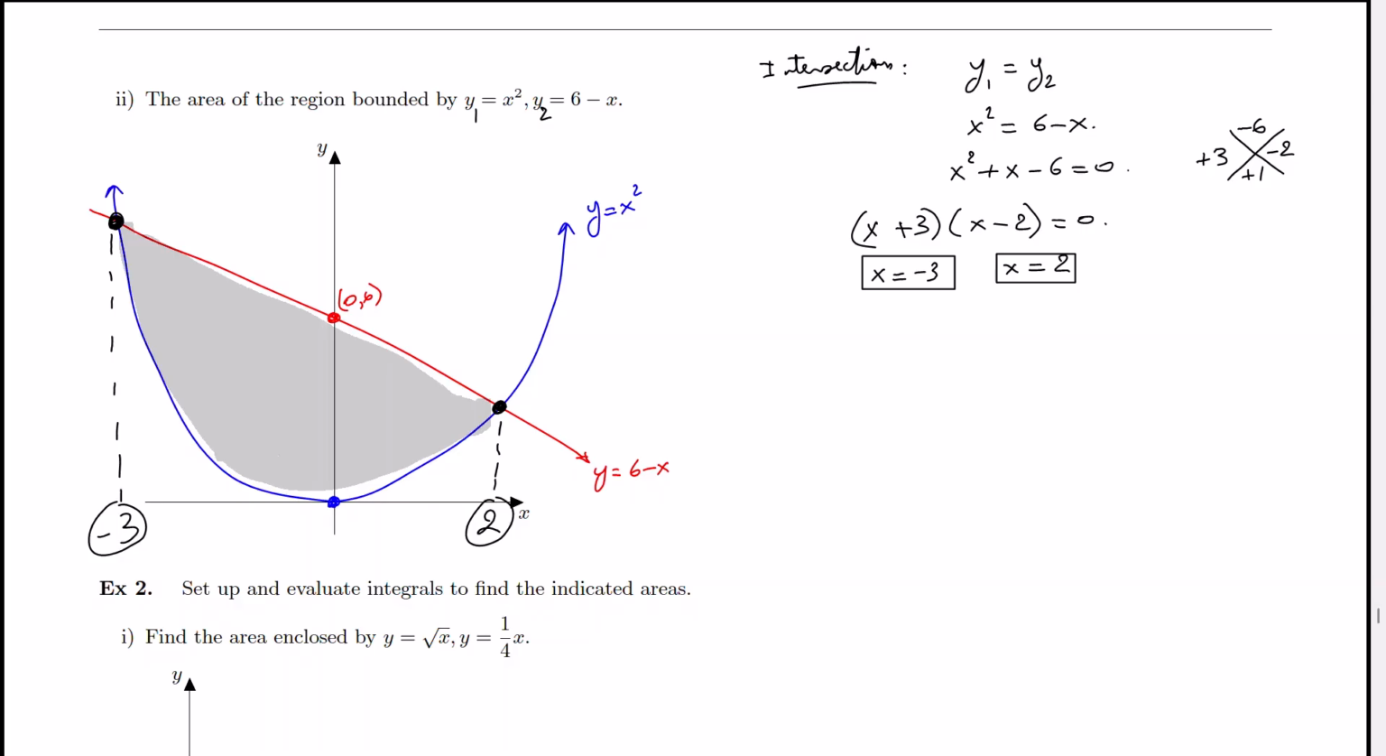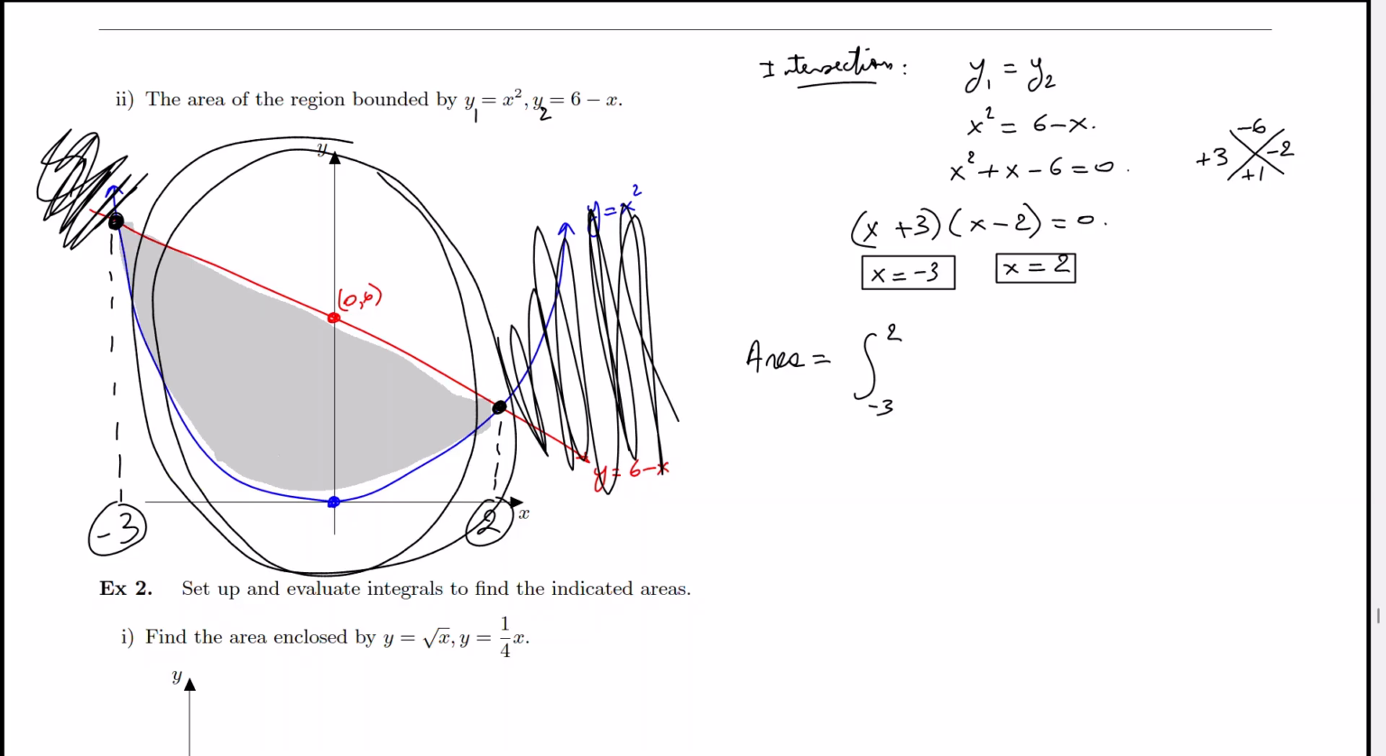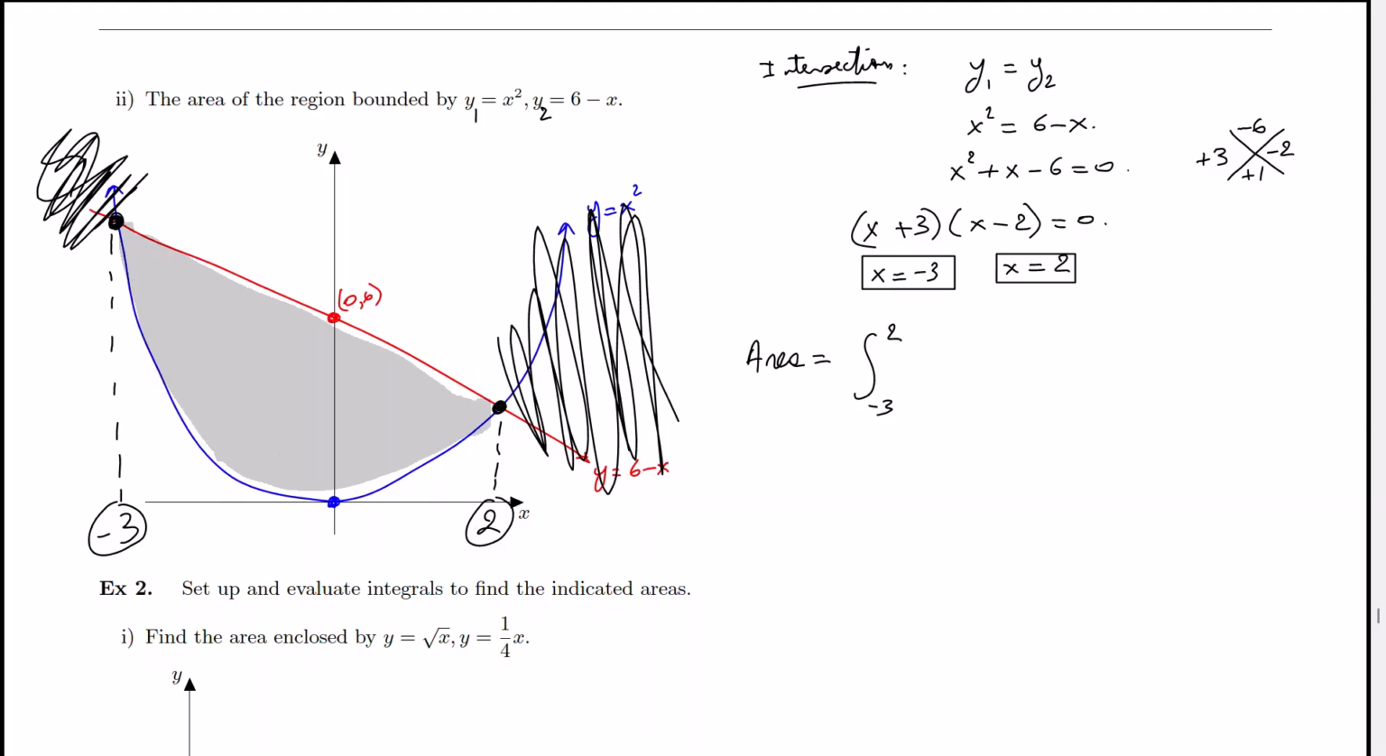Now that we have the intersection points, we can finally set up the integral. So the integral is going to be the integral going from a to b, where a is -3 and b is equal to 2. And we need to know on the interval that we care about, what is the upper function and what is the lower function. So we're going to ignore everything that's happening on this side. We're going to ignore everything that's happening on that side because those are not inside of our interval. And we are going to just focus simply on the middle interval. So in the middle interval, who is on top and who is on the bottom?